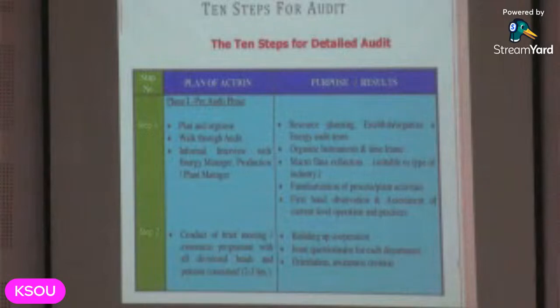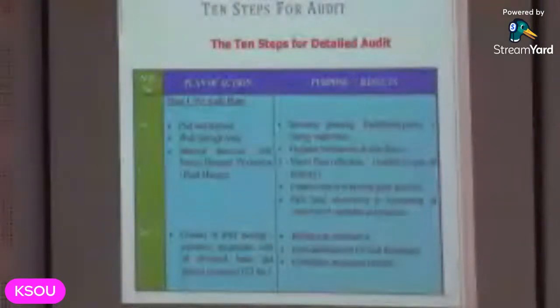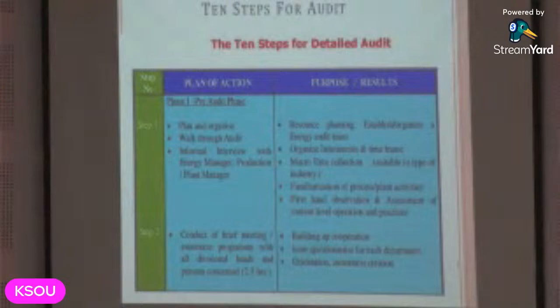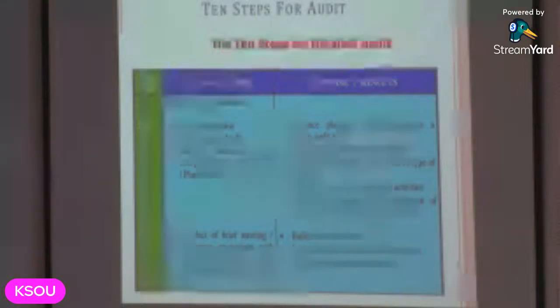So plan and organize, walkthrough audit, informal interview with the energy manager, production plant manager. Here in the industry, the maintenance department or the utility department, some of you who are working in industry know already, they play a major role in energy data management of an industry. For example, for our industry, our monthly bill is around 3 crores. We pay 3 crore electricity bill every month. So that is where this maintenance department, utility department plays an important role.